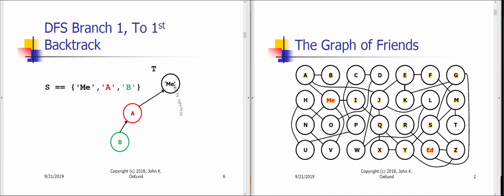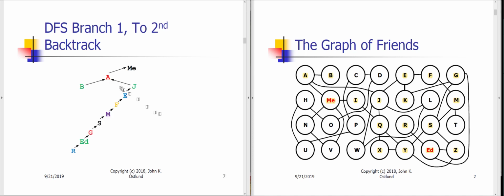Here's what that first downward branch looks like. From me, we visit A. We add A to the tree with me as the parent, and we add A to the set. From A, we visit B. We add B to the tree with A as the parent, and also add B to the set. And now we have to backtrack, so we come back up to A. From A, the next alphabetical unvisited neighbor from A is J.